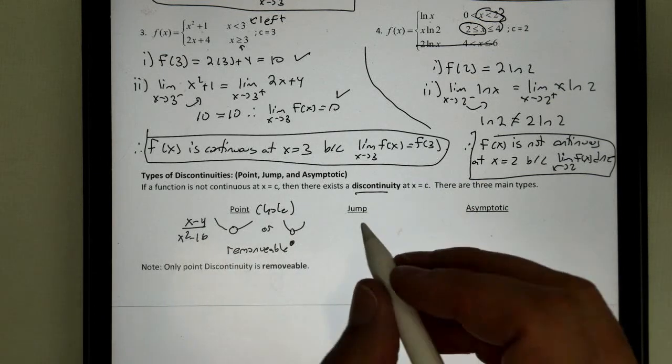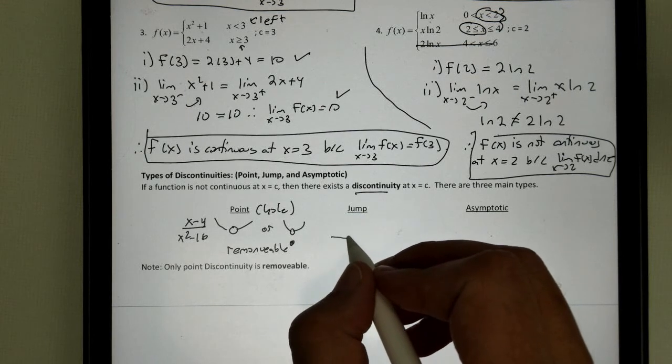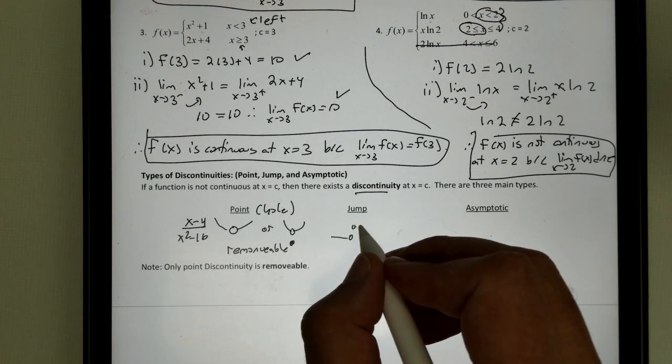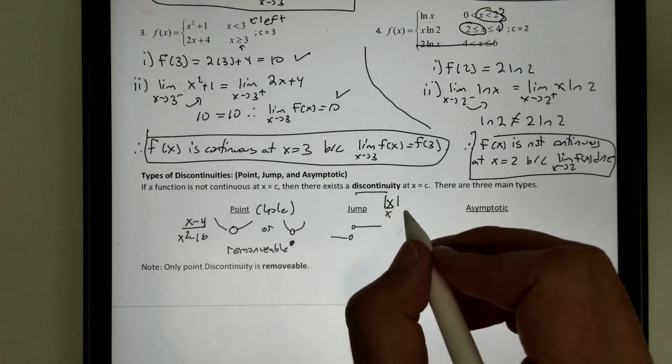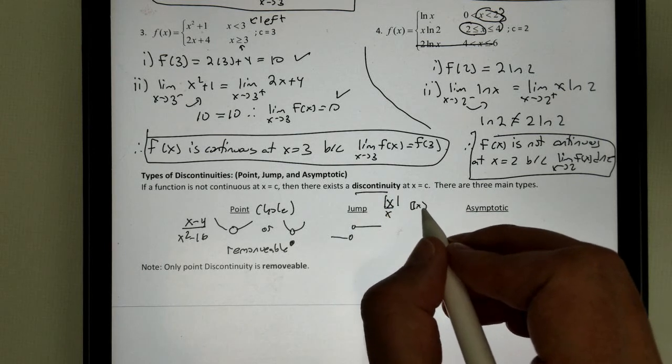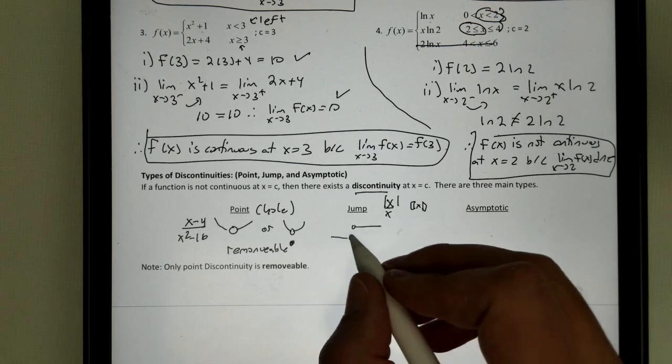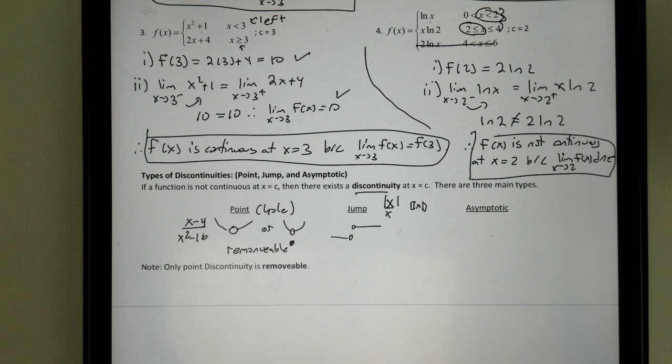The next one is a jump. These are the Mac Daddy of them all. A jump would look like this. This is your basic step function. This would be like your weird absolute value function, your greatest integer function, and things like that. We're moving along and we jump to the next part.